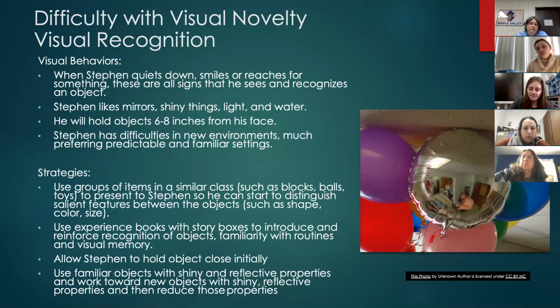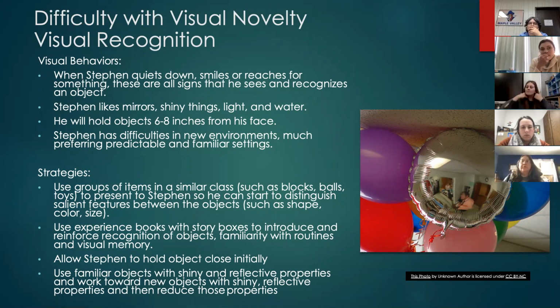We know that Stephen likes movement, so he's going to like mirrors, shiny things, light, and water. He will hold objects 6 to 8 inches from his face, and Stephen has difficulties in new environments, much preferring predictable and familiar settings. So how are we going to implement this into his environment throughout his day? We're going to use groups of items in a similar class. When we present things, we're going to use blocks or balls or toys so that he can start to distinguish salient features between the objects, okay?